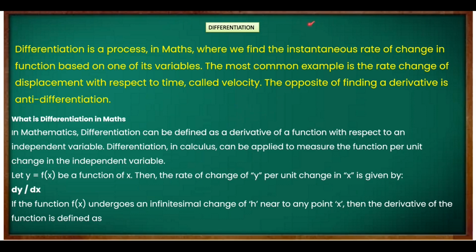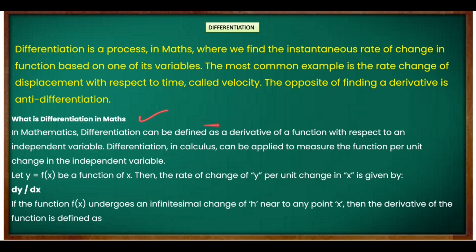x is the variable. If the function given to you is y equal to x square, then you write the derivative as dy by dx equal to 2x. So what you are doing is changing the rate of y with respect to x. The most common example is the rate of change of displacement with respect to time, called velocity. The opposite of finding a derivative is anti-differentiation.